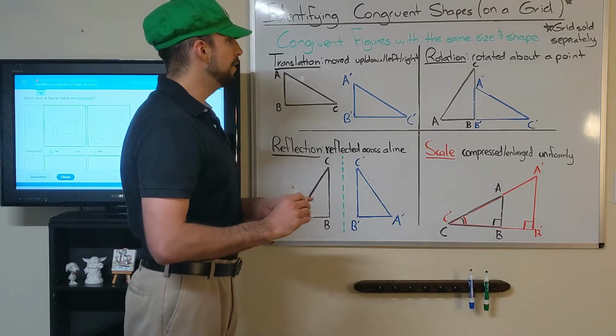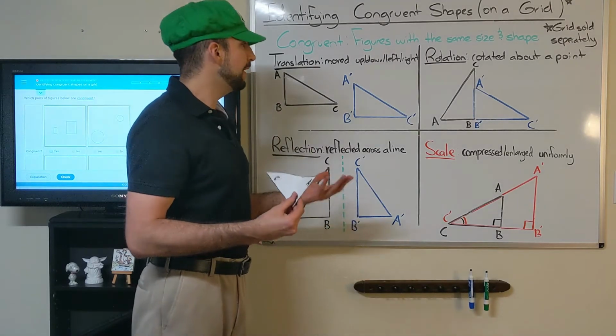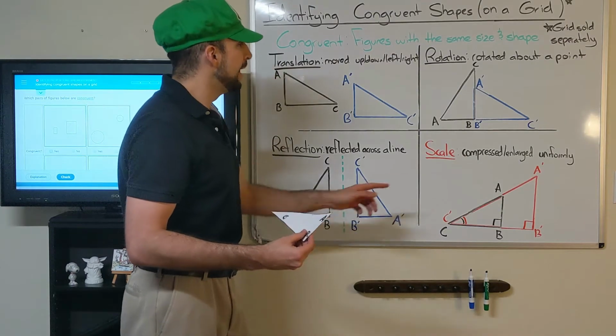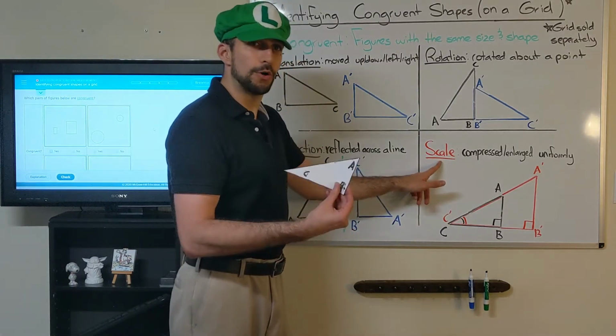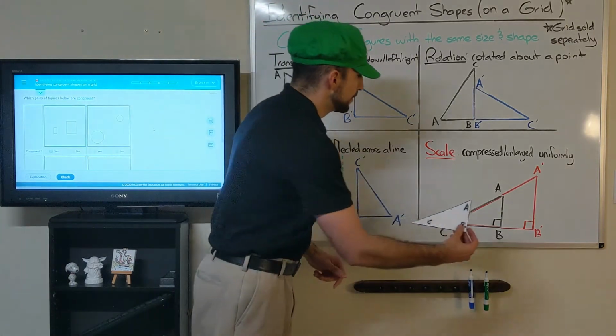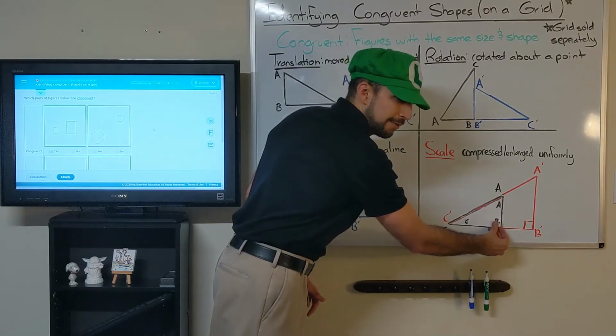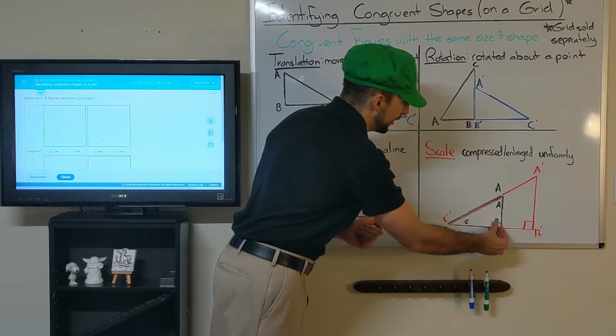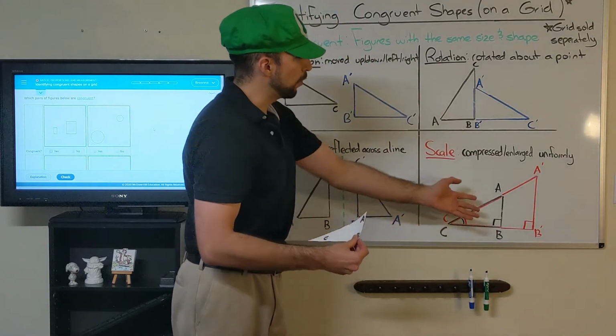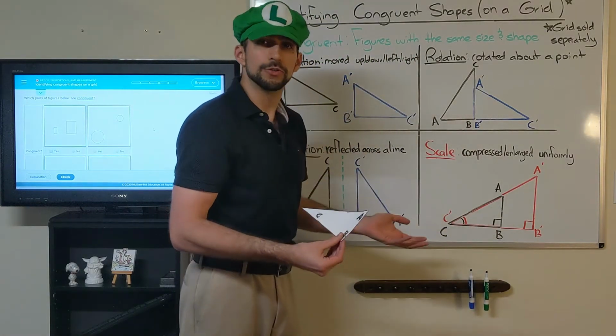And then finally, one that will not preserve congruence. Another transformation we can do is a scale factor. We're going to enlarge or shrink this. So I have my pre-image here before the transformation of a scale factor. You can see I've got a small right triangle here. And then in red, I've got a significantly larger triangle.